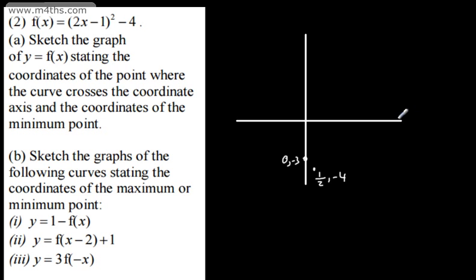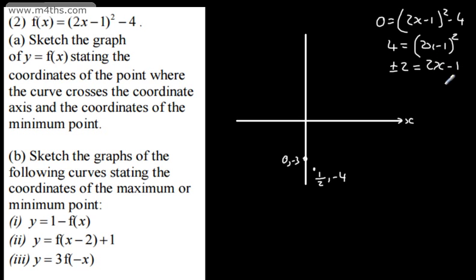What we now need to consider is where it's going to cross the x-axis. And that is where y is equal to 0. So what we can say from this point right now is that 0 is equal to the quantity 2x minus 1 all squared minus 4. Adding 4 to both sides, we've got 2x minus 1 all squared, square root in both sides, plus or minus the square root of 4, that's going to give me plus or minus 2, is equal to 2x minus 1.